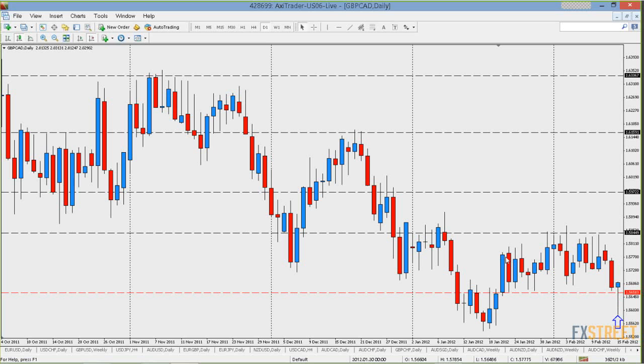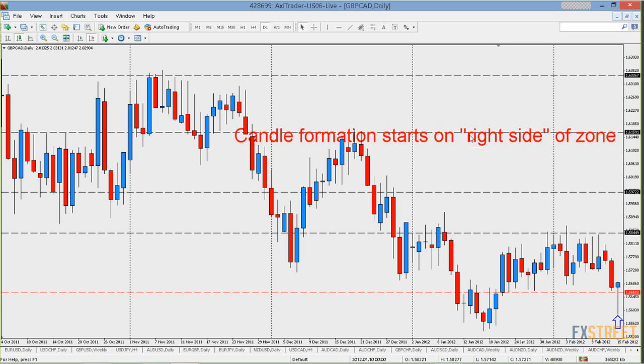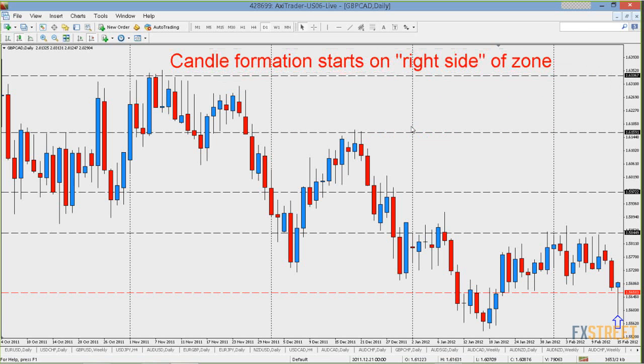Yeah, so that's kind of the way I look at it. If I'm going to go bullish on my trade, I really want to start on the right side of the zone, okay? If I'm bearish, it's the same thing. Candle formation starts on the right side of the zone. Hopefully that makes sense. Very, very good question. I love that question.